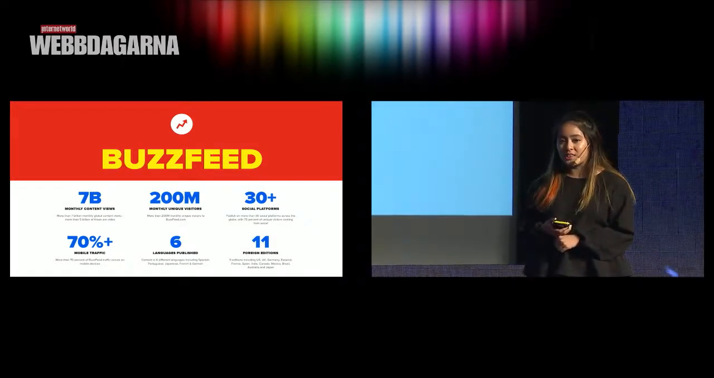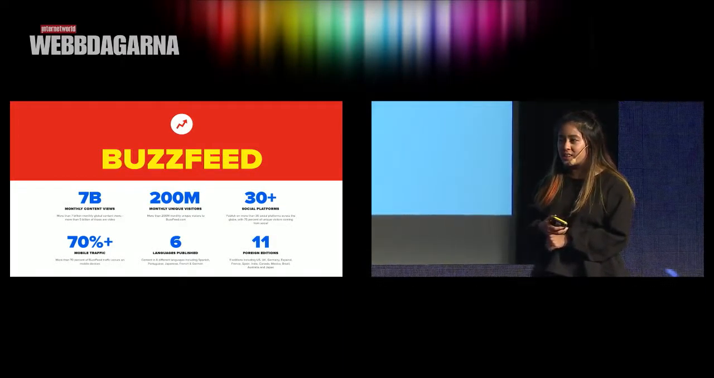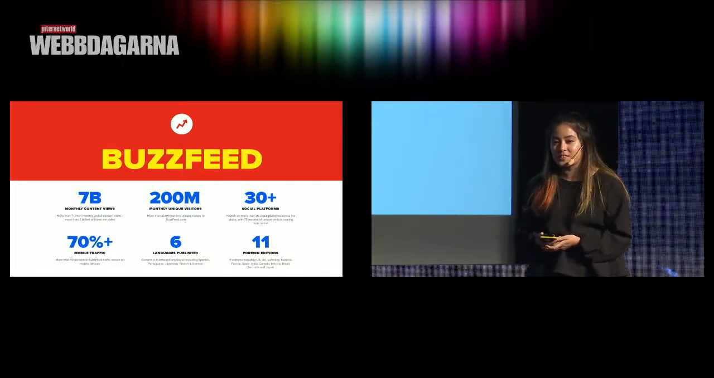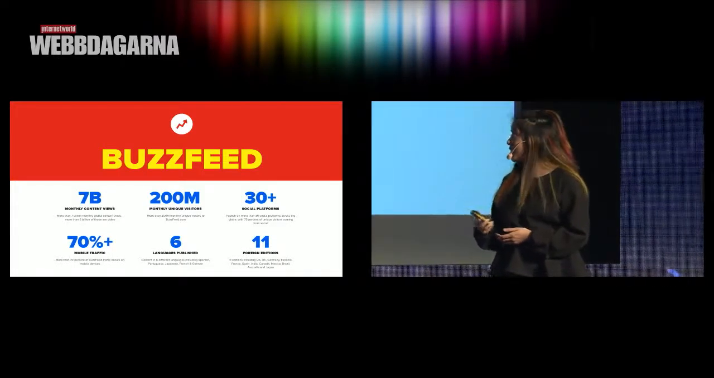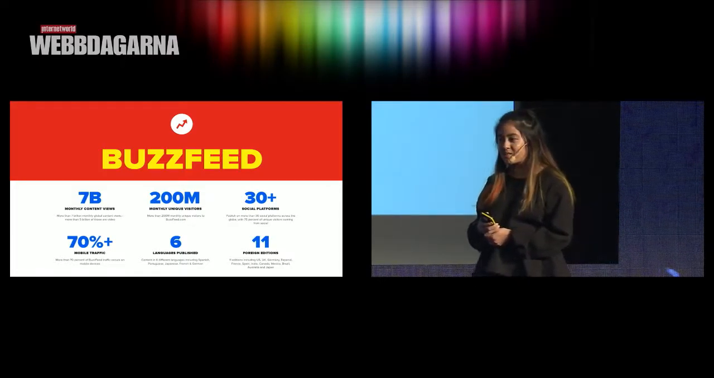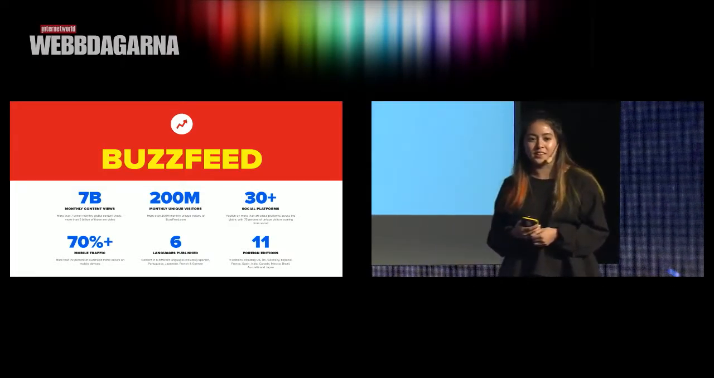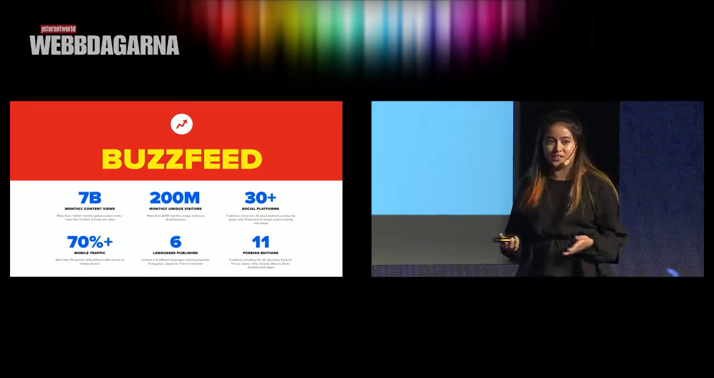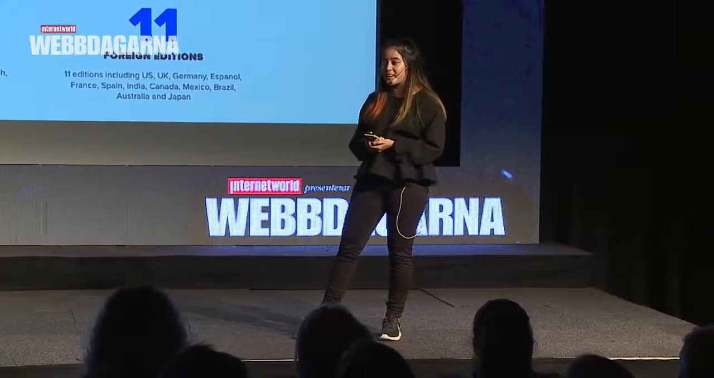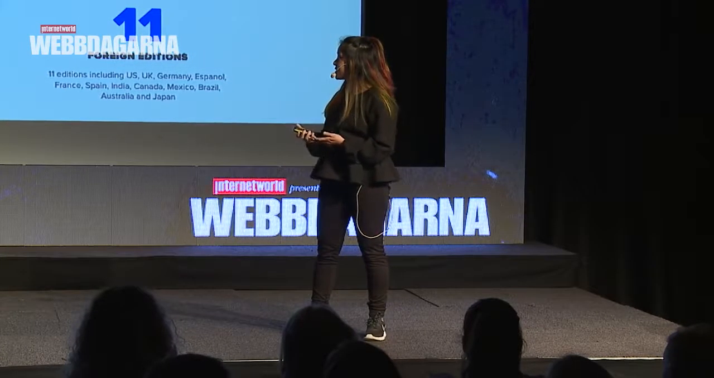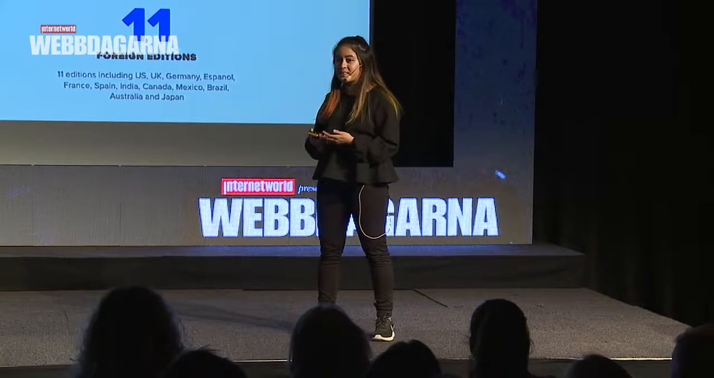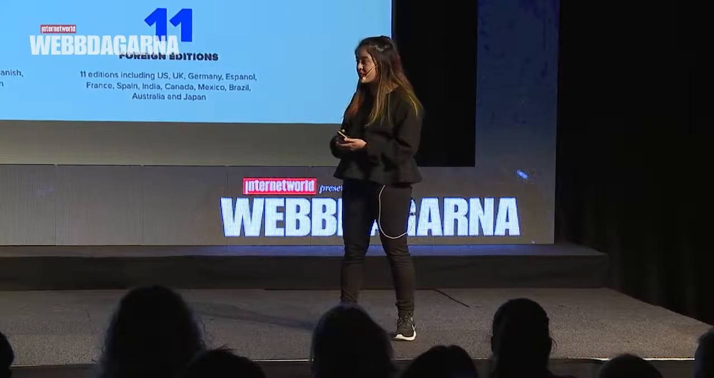And we also publish content in about 6 different languages and have 11 foreign editions where content is made specifically for certain regions. And of course, about 70% of our traffic is coming from a mobile device, whether that's the app or just visiting a page through mobile Facebook or something like that. So hopefully this gives you a sense of the scale at which we operate, and this is why we're able to collect a lot of data.